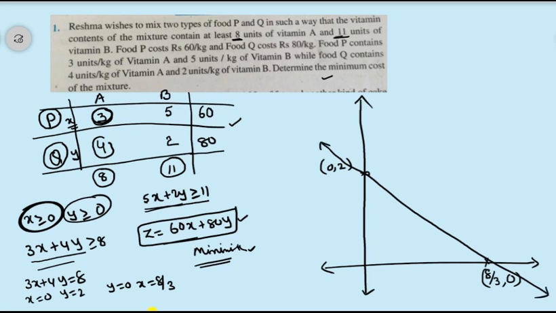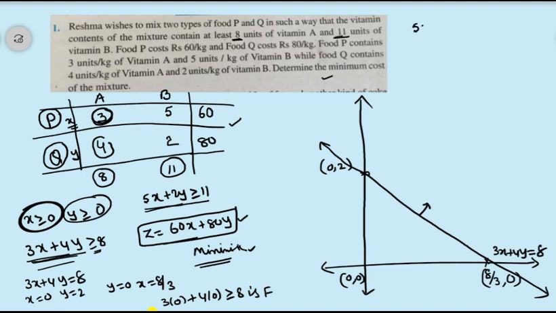What about the straight line? That straight line equation is 3x plus 4y is equal to 8. But we have to shade 3x plus 4y greater than or equal to 8. Substitute (0, 0): 3 into 0 plus 4 into 0 greater than or equal to 8. Is 0 greater than or equal to 8? False. (0, 0) is not satisfying. That's why we have to shade away from the origin.